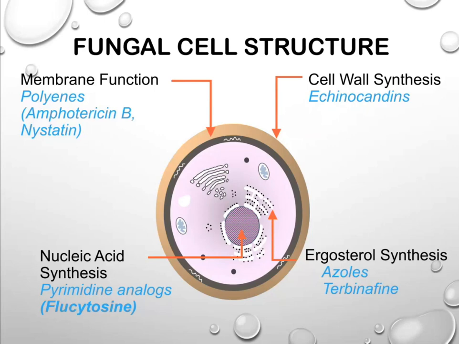We're going to talk about the azole antifungals, which inhibit ergosterol synthesis, which is a critical component of the fungal cell membrane. Terbinafine also works via this mechanism. And we're going to discuss the echinocandins, which interfere with cell wall synthesis. For time purposes, I'm leaving off flucytosine, which inhibits nucleic acid synthesis.